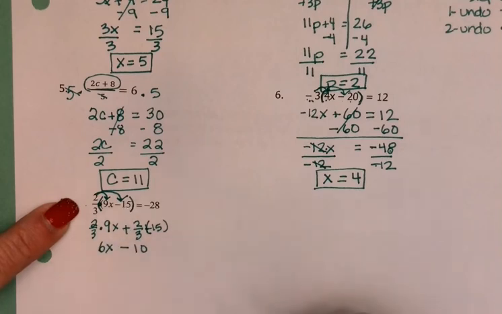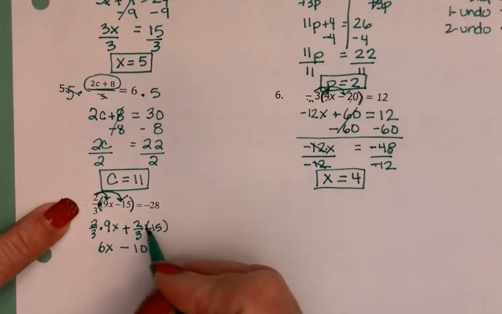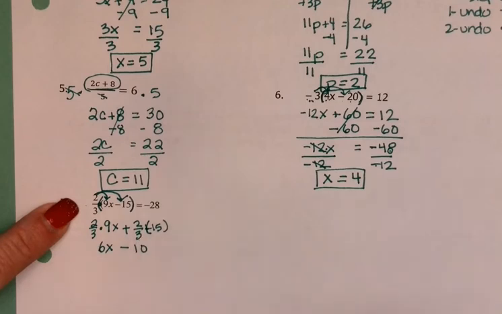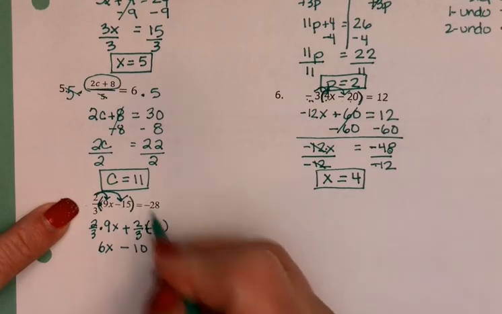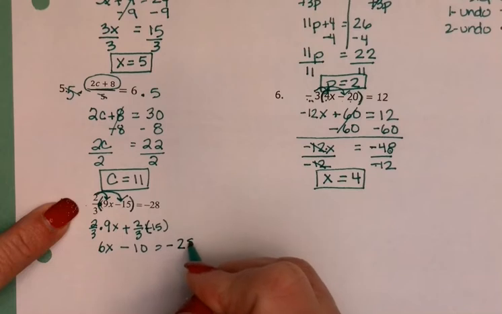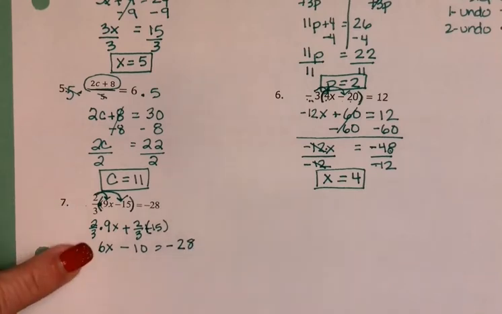Then you can always use your calculator to figure that out if you need to. You would say 2 divided by 3, then times a negative 15. And it'll come right out with that negative 10 for you. Equals negative 28. You're back to a two-step equation.